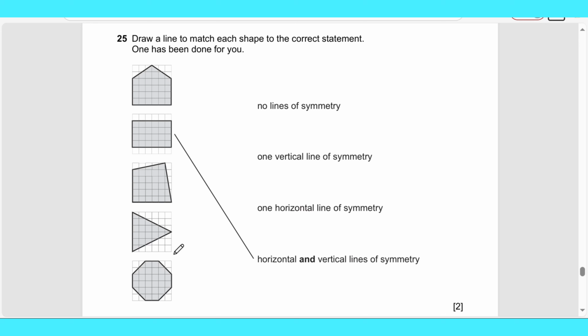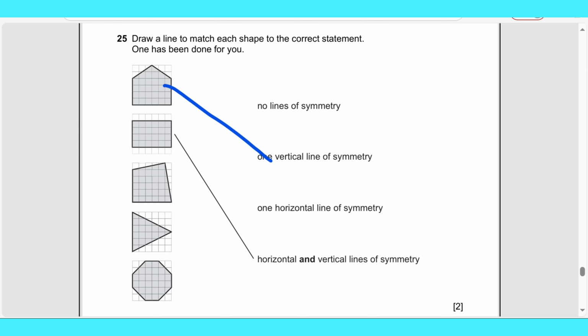Let's check out the answer, guys. So for the house here, it will be a vertical line of symmetry. So next, for the third one here, we will have no line of symmetry, and for the triangle, one horizontal line of symmetry, and for this we have horizontal and vertical lines of symmetry.